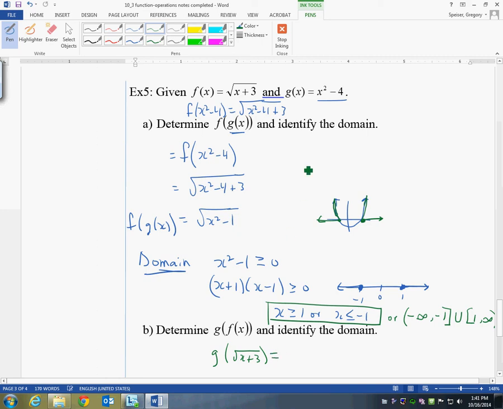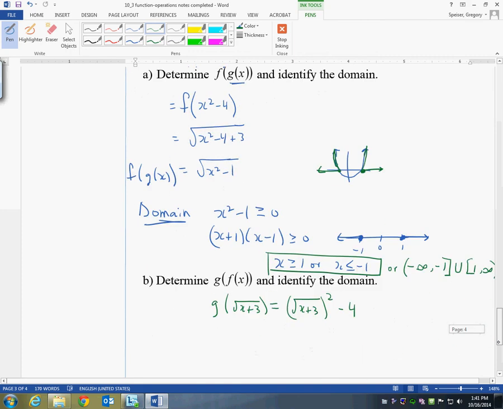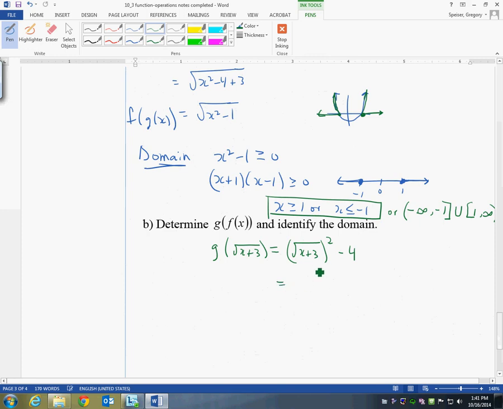And that will be equal to, so everywhere where I see an x, I write x squared. So here it's root x plus 3. So it's going to be square root of x plus 3, all squared, minus 4. So my answer will be this squared is x plus 3 minus 4. So I get x minus 1. So that's my answer to the first part.